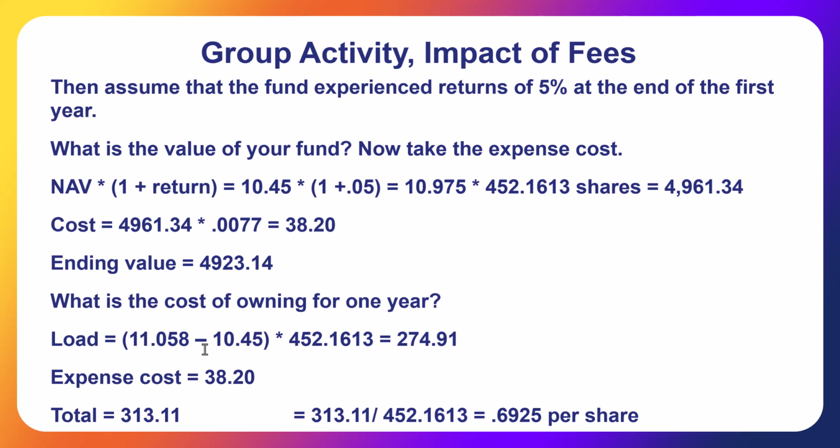So what was the cost of owning this fund for 1 year? We take the 11.058, the price we paid, minus 10.45 times the shares, $274.91. Again, the expense cost was $38.20. So the total cost of owning this for the first year is $313.11. Divide that by the original number of shares, it roughly cost us 69 cents a share to have this mutual fund.